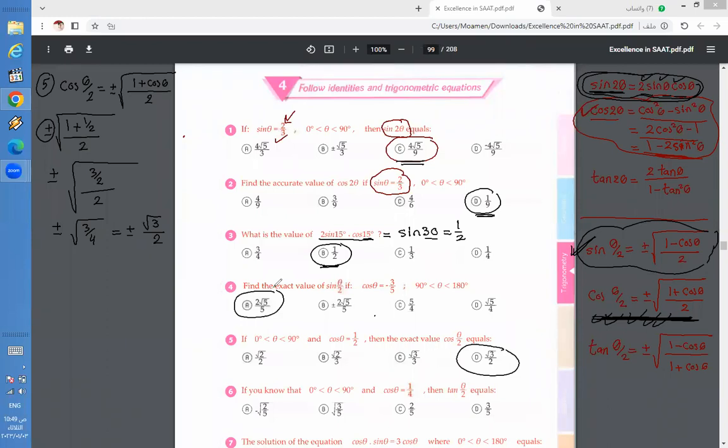We work in the first quadrant. We need to find the cosine of the half of the angle. We use the rule and substitute and get the result. This is the answer for number 5. We're going to number 6 with Saleh.